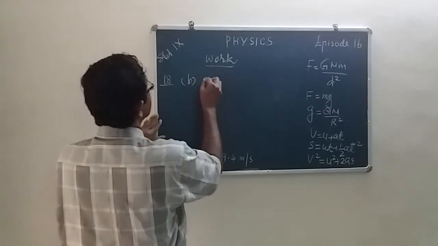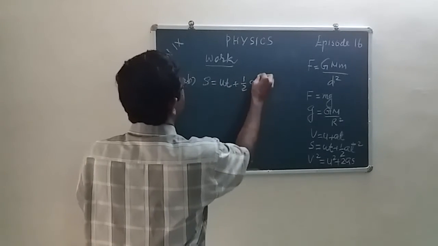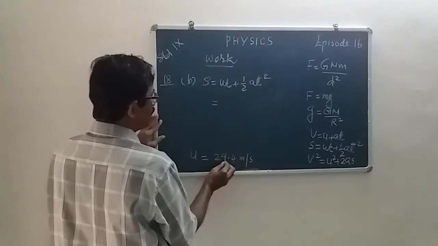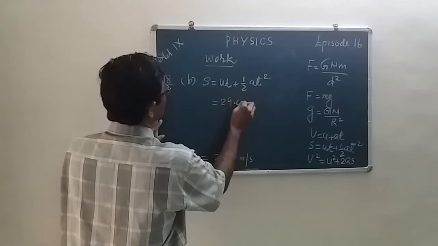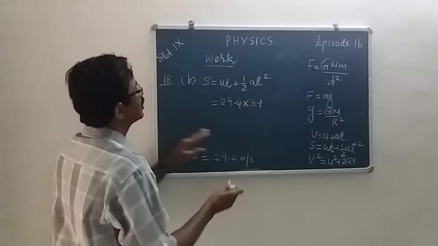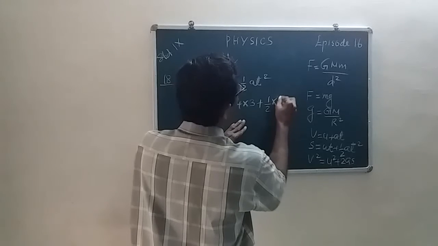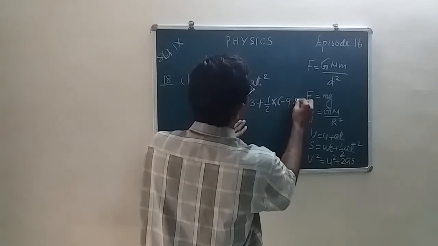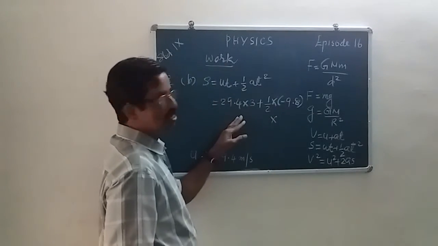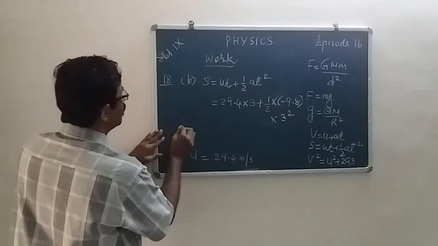That is S is equal to u t plus half a t square. Here u is 29.4 into t, that is 3, plus half into a, which is minus 9.8, into t square. T square is how much? That is t is 3, so 3 square. Then how much will it be?